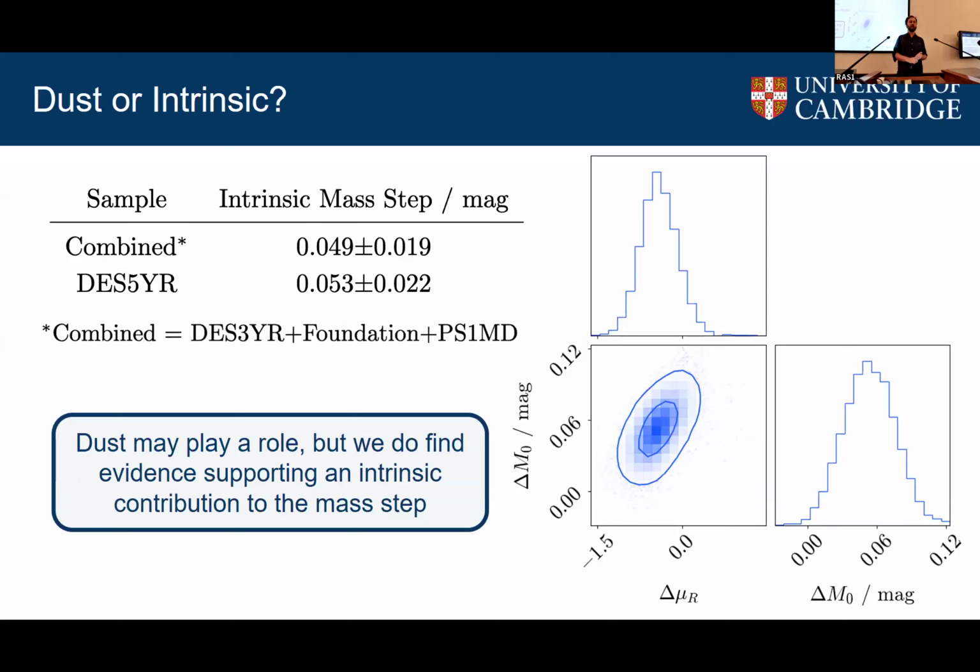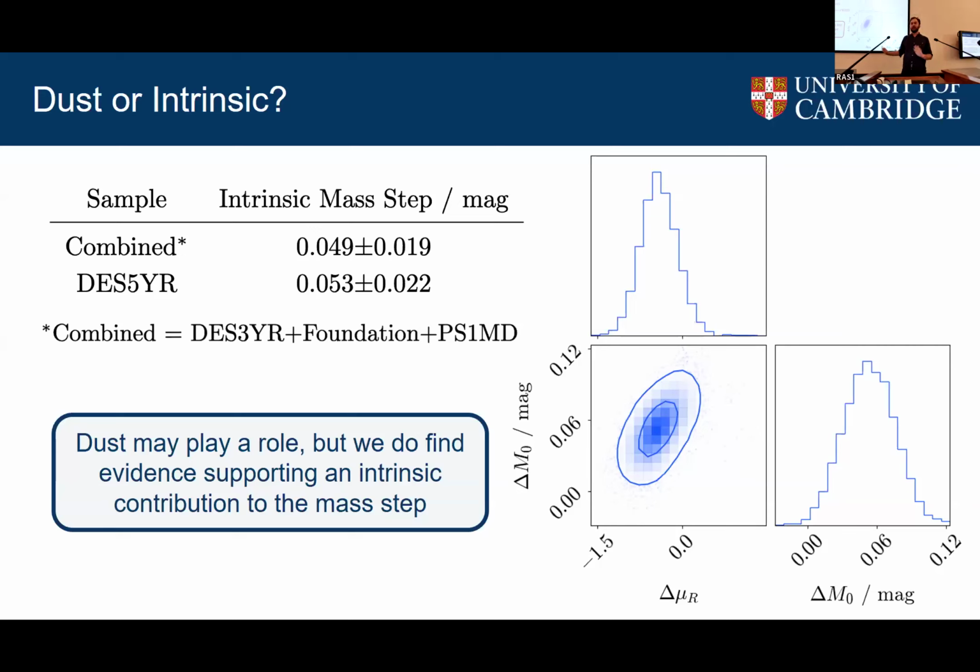We put out a couple of analyses this year. We did a combined analysis of DES 3-year, Foundation and Pan-STARRS, and more recently an analysis of DES 5-year. In both cases, we found evidence supporting the idea that the mass step is at least partially driven by some intrinsic difference. Dust may play a role, but there does seem to be something intrinsic going on.